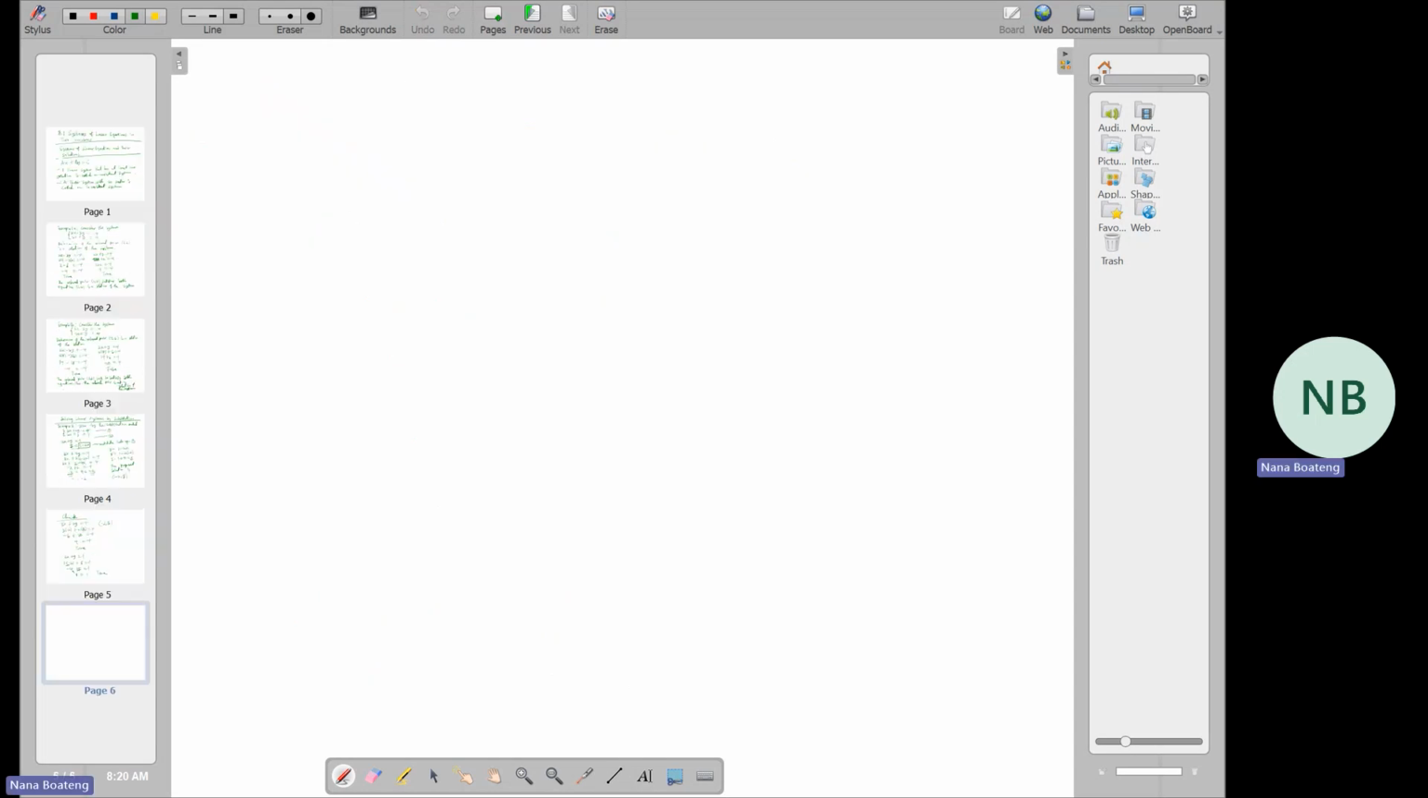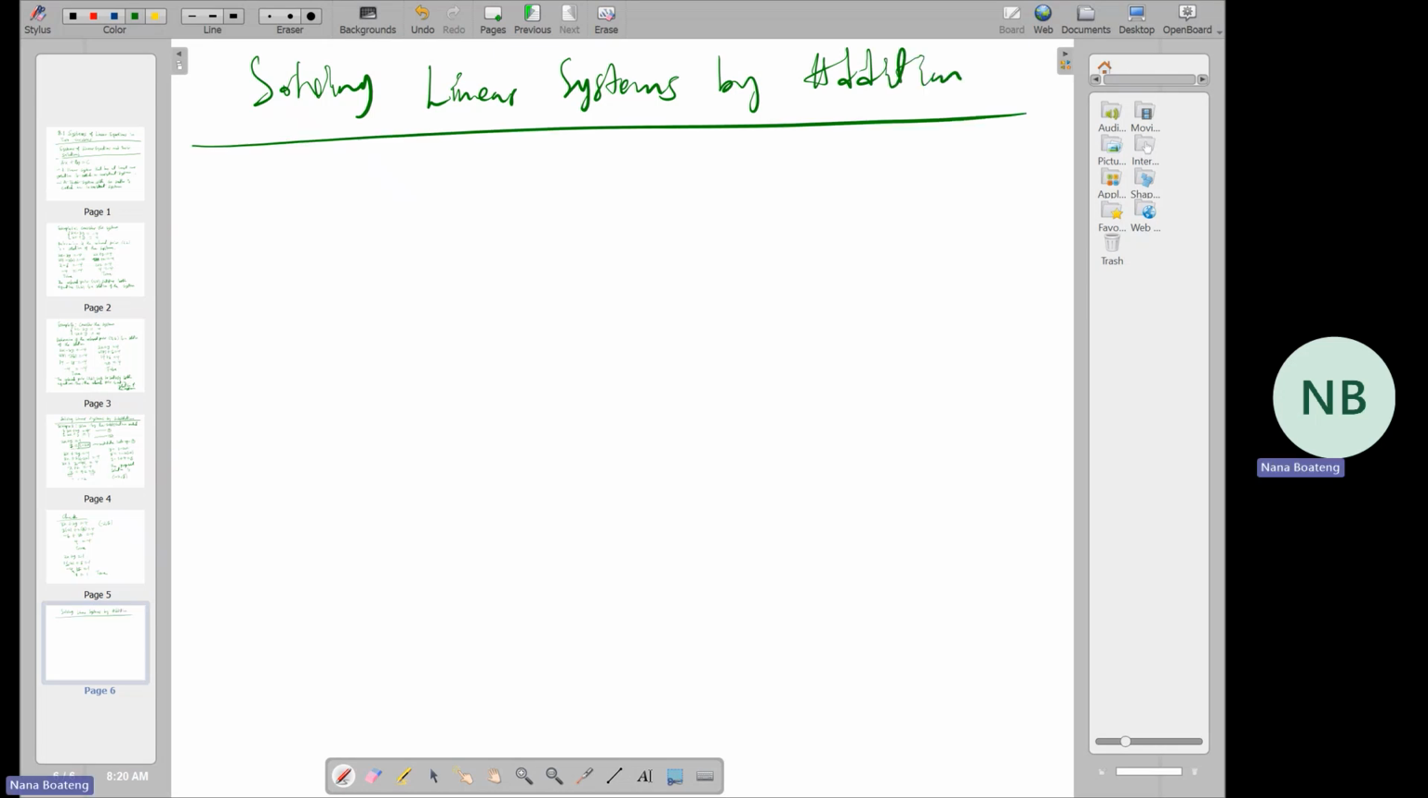Let's look at another way of solving linear equations, which is solving linear systems by the addition method, or sometimes it's also called the elimination method. So by the addition or elimination method.